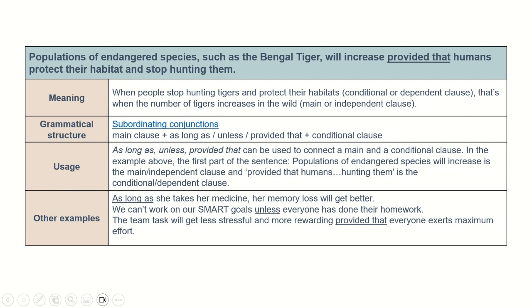So, as I have just said, populations of endangered species will increase in the main sentence, provided that, if, the humans protect their habitat and stop hunting.